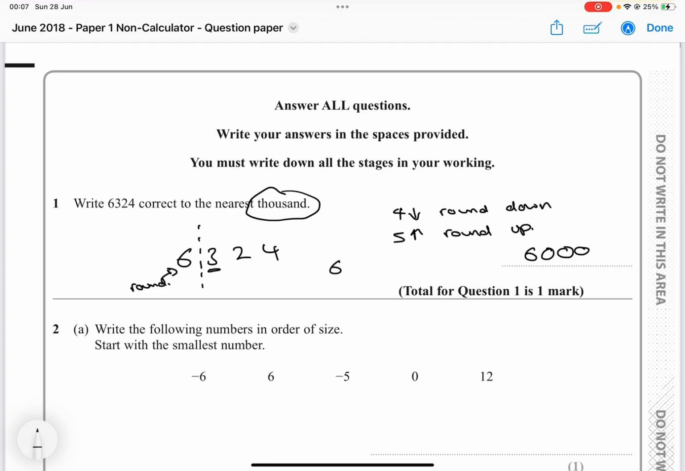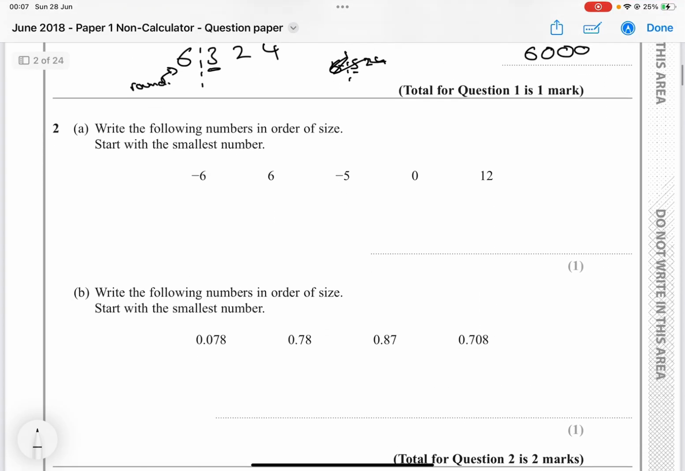Had it been, let's say for example, 6,524, because this is a 5 or above, it will round up. So what does it round up to? It will round up to the next 1,000, not to the next nearest 100 or to the next 10. It will round up to the next 1,000, right? So 6,000. Perfect.